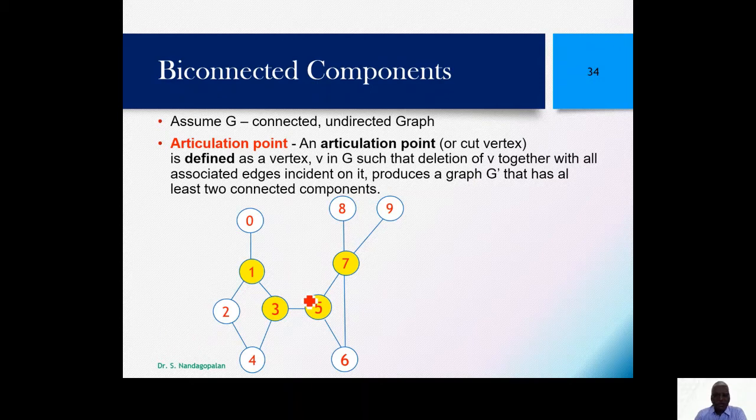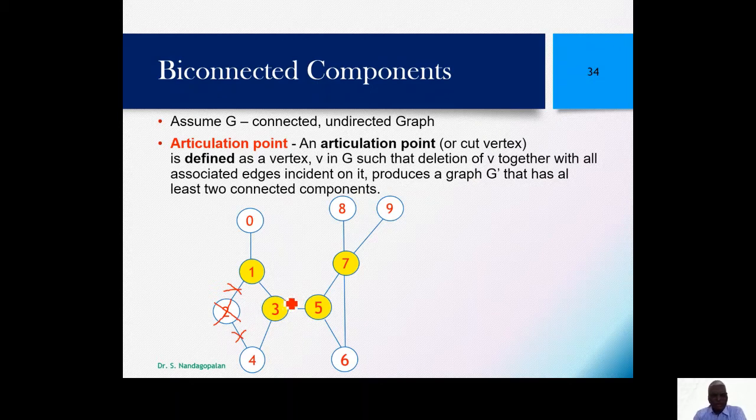Now let's take a non-articulation point and see whether my definition holds. So I'll take 2. So I delete 2 and the associated edges. This is to prove that this is not an articulation point. So the associated edges also have been deleted. And now how many connected components do I have? So 0, 1, 3, 4, 3, 5, 7, 8, 9, 6. So there is only one connected component now. It is not 2. Hence, it is not an articulation point.